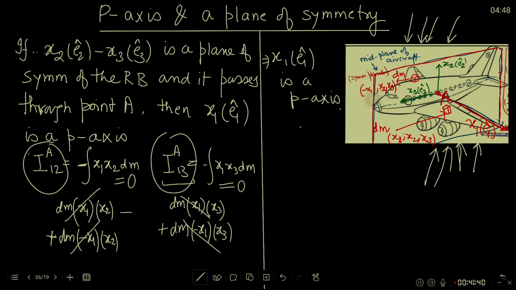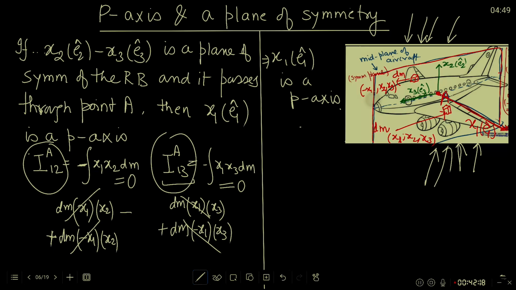So we have identified one p-axis here. Can I identify more p-axes using visual inspection of the inertia at the same point A? That will require more planes of symmetry to exist and pass through A. For this RB, an aircraft, is there any other plane of symmetry which passes through A? Is there any other plane of symmetry besides x2e2, x3e3?